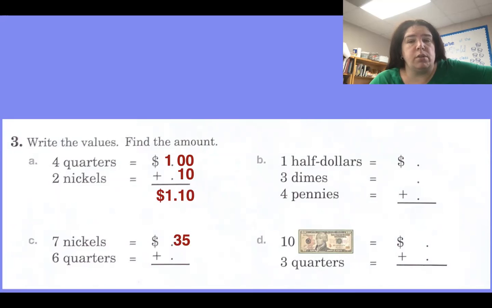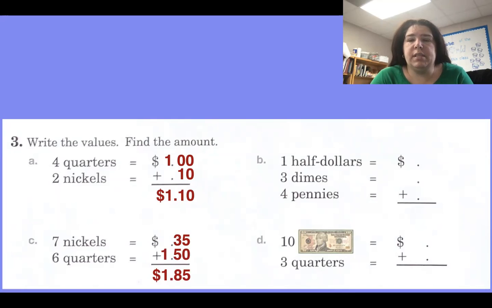Remember, we're counting by quarters. 25 cents. 25, 50, 75, $1, 125, 150. Good. And when we add those two numbers up, we should get $1.85. Very good. All right, let's do the next one.